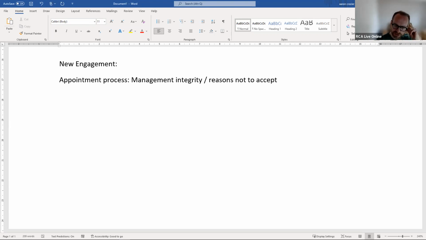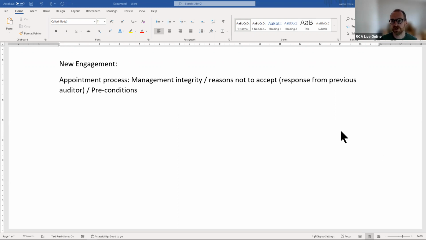Because of course you'll get a response from the previous auditor. Remember, you have to go out to them and ask them if there are any reasons that you shouldn't accept the audit. There will also be the preconditions for the audit. That's things like, are you going to be able to get the information from the client? So there are certain preconditions. You need to be able to get the information from the client.